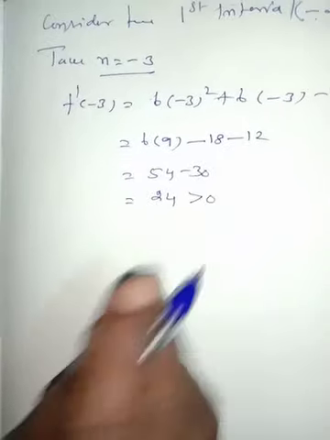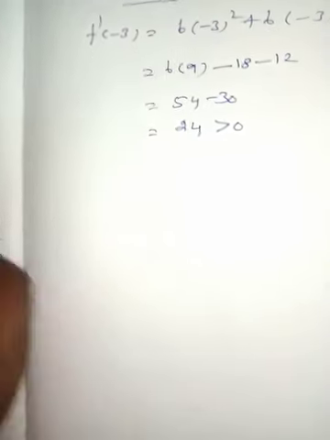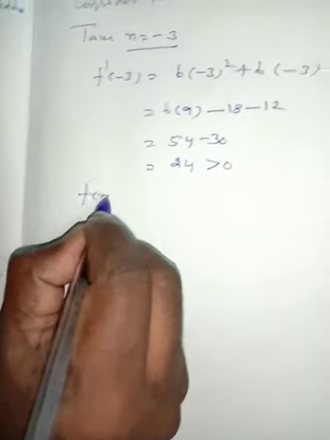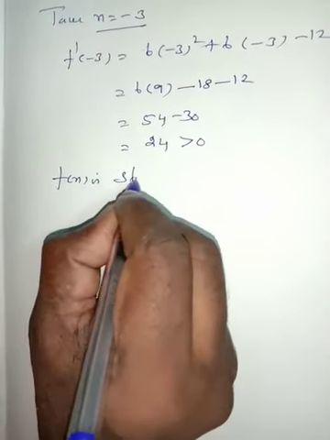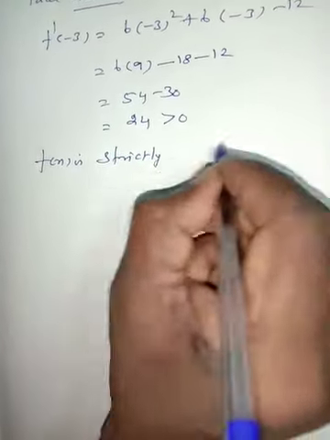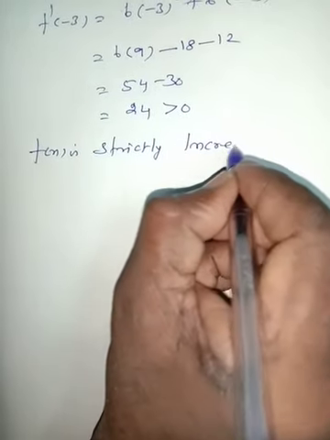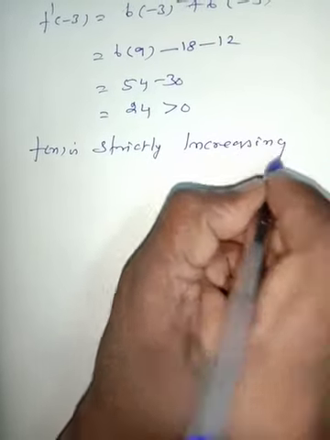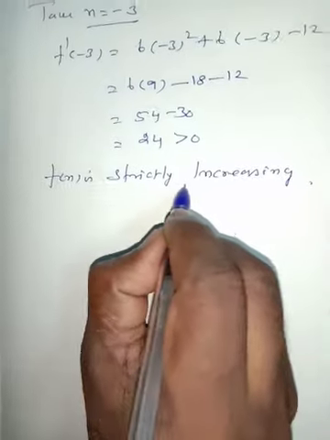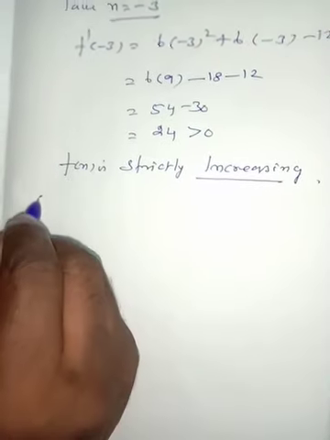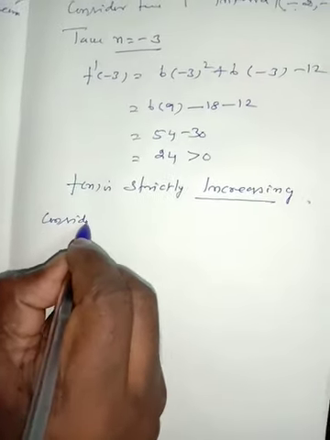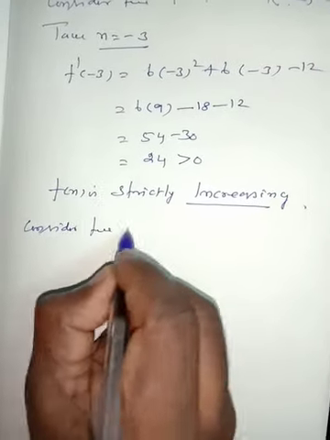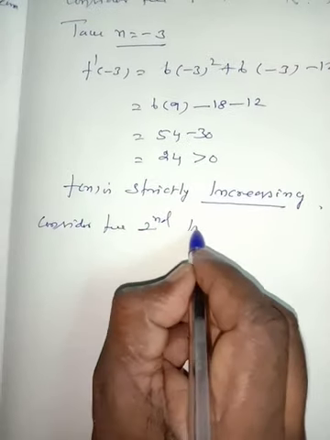24 is a positive number. Therefore f of x is strictly increasing. Consider the second interval.